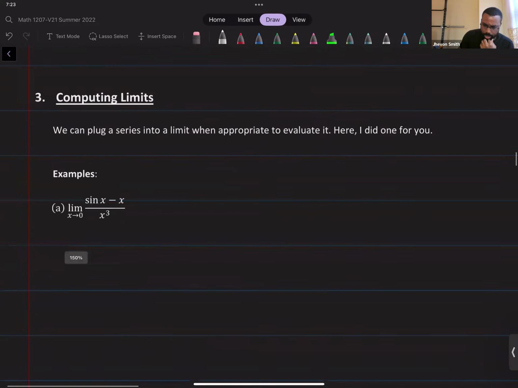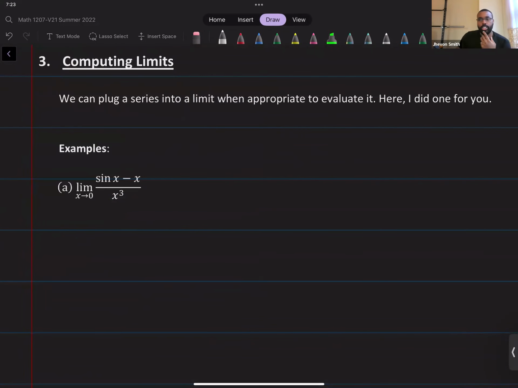Here is another application. We can actually use series to help us compute limits. If you look at this limit here, give this to the average Calc 1 student, and they're going to be like, okay, I can just use L'Hopital's rule 3 times and do it, which is true. You can, right? But I didn't want to get too crazy with this example, which you can't really verify some other way.